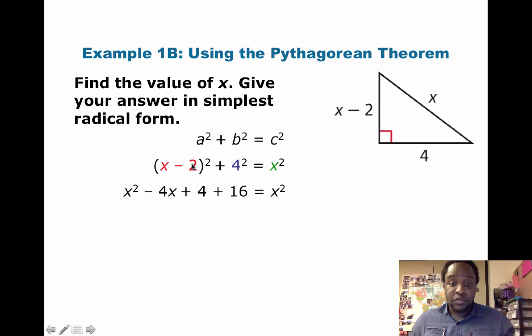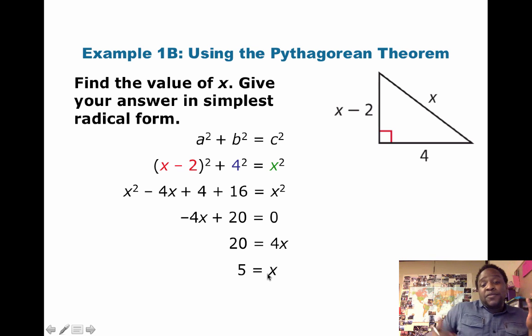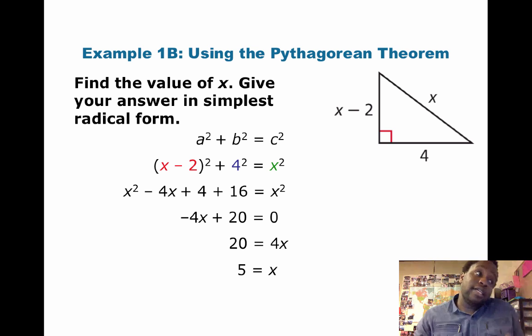So we'll have to FOIL. And then 4 squared is 16. Let's combine like terms and bring this x squared over to the other side. And we get that negative 4x plus 20 equals 0, because the x squares cancel each other out. Then we can solve this like any other linear equation. So we're going to subtract 20 on both sides. Or I guess we're going to add 4x to both sides. And then divide by 4 to get that 5 equals x. So we didn't even have to put it into simplest radical form, because 5 is already in simplest radical form.